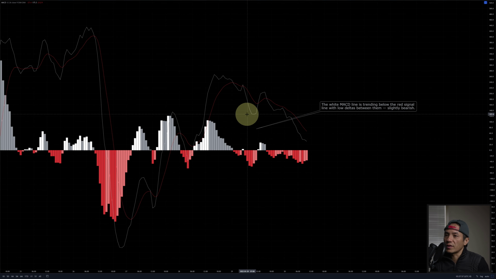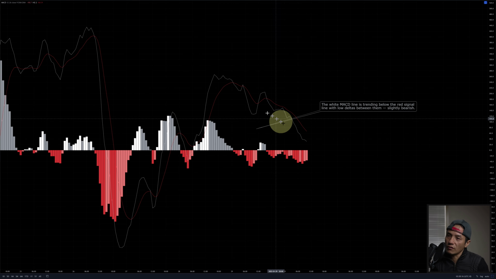So previously we were here. The MACD line, which is the white line, was trending below the red signal line. So it's bearish, trending down. And then what did it do? It went back up, crossed the signal line, and then went down, touched the signal line almost, and then continued to bounce down.